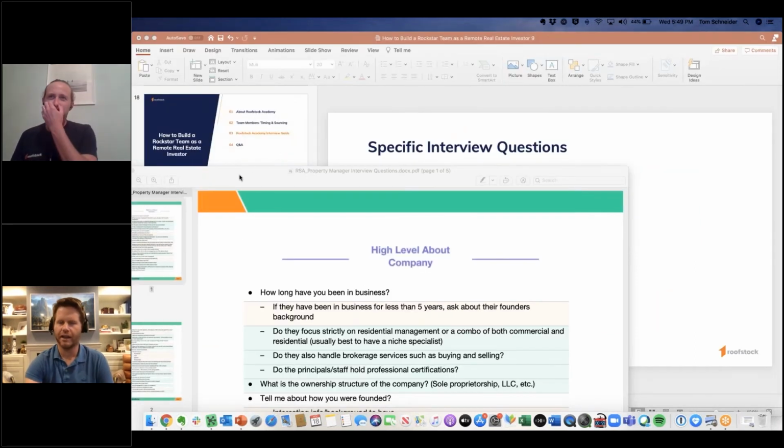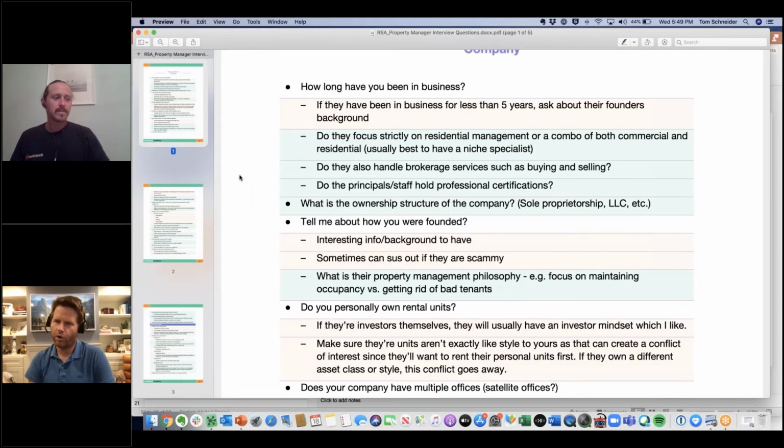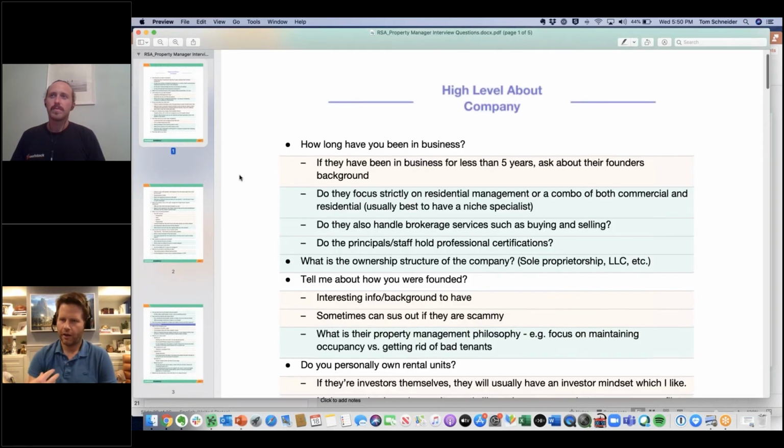Since we're running kind of tight on time, we're going to run quickly. We're not going to cover all of the property management one, but I'm going to cover just a couple of these high level ones, and then we're going to head back to make sure that we get more into the Q&A. So how long have you been in business?